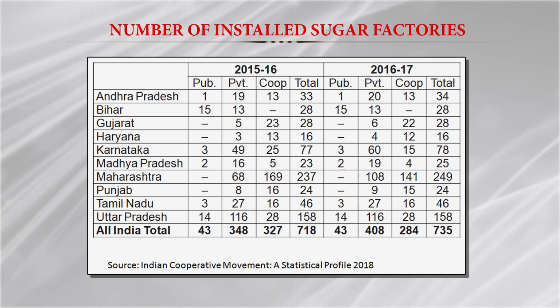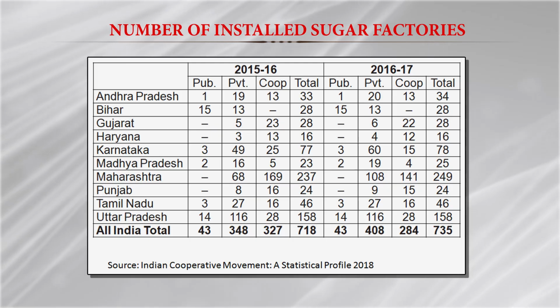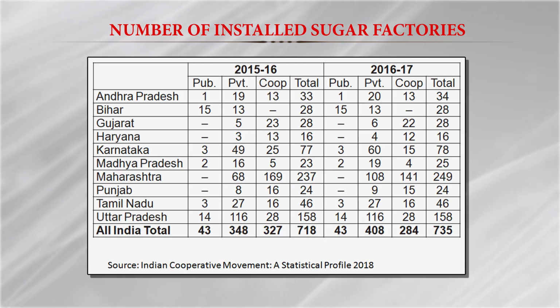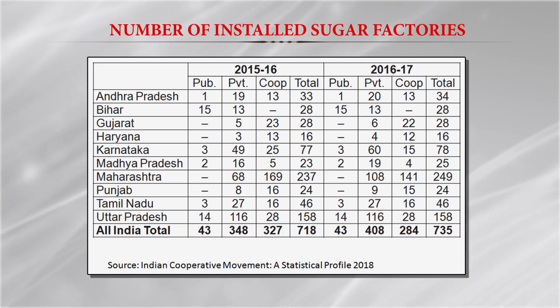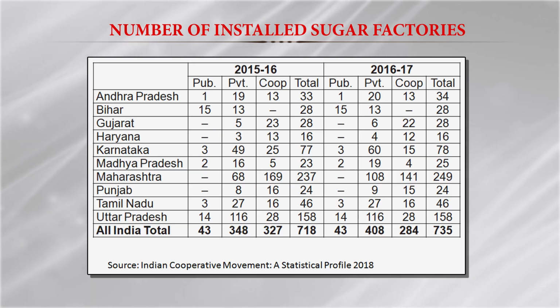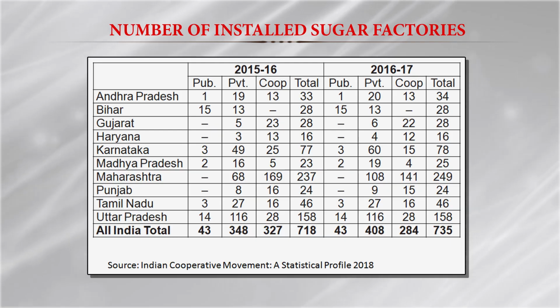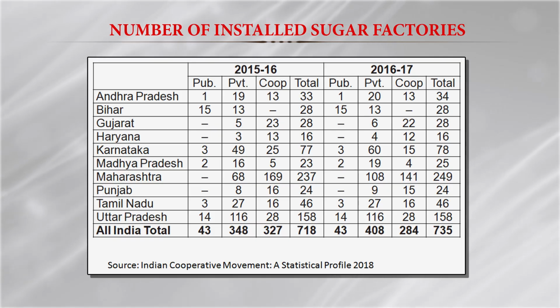So we have a total of 43 sugar producing factories which were established by the government sector, and the private sector is establishing more factories now. In the year 2015-16 we had 348 sugar factories, and in the year 2016-17 we had 408 sugar producing factories in the country.